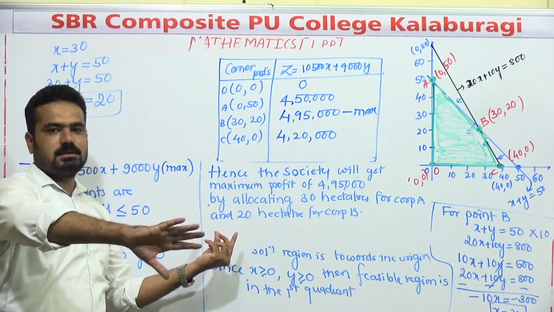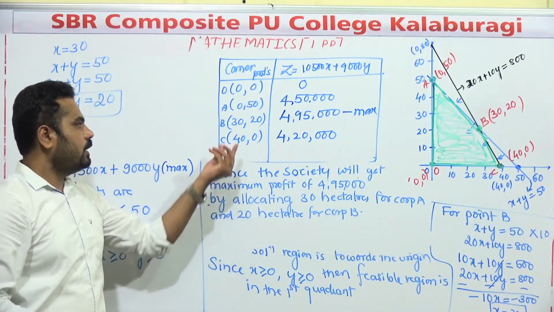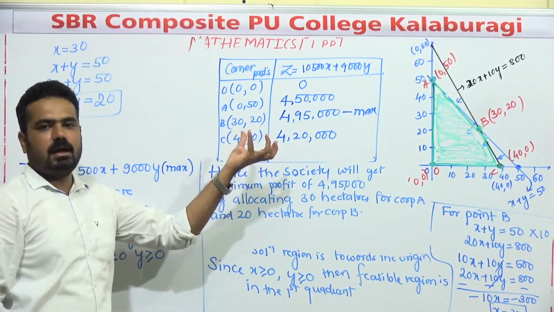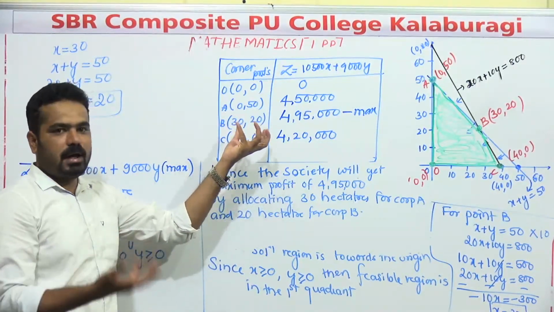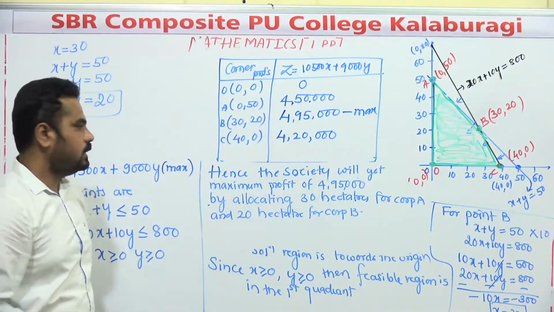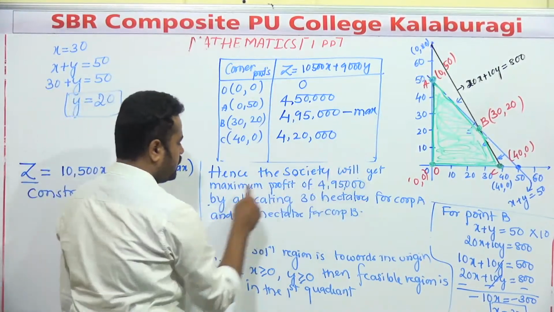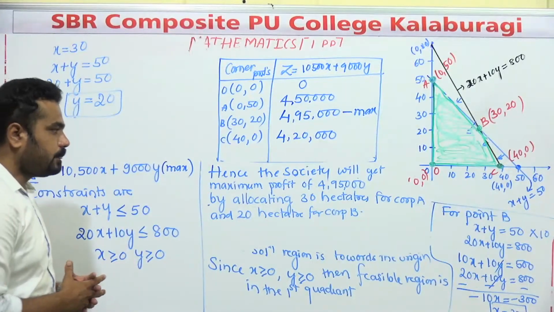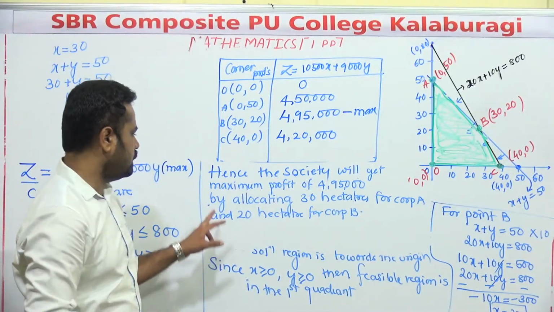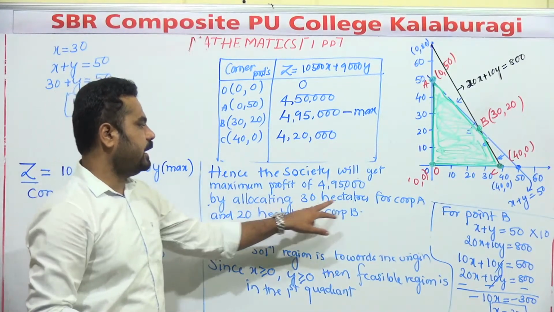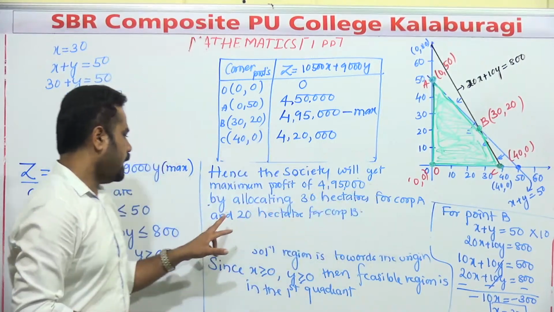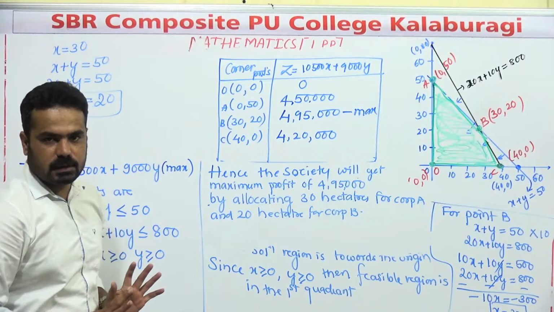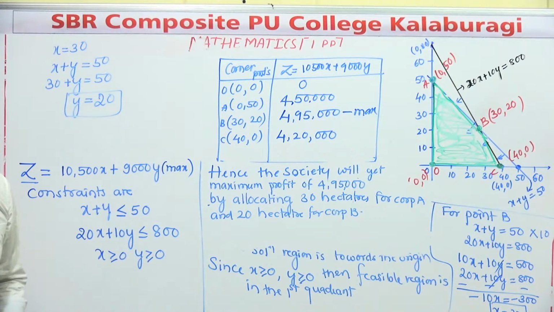X is the X hectare. We are using X hectares for crop A and Y hectares for crop B. Therefore, we are right. Hence, the society will get the maximum profit of 4 lakh 95,000 by allocating 30 hectares for crop A and 20 hectares for crop B. This is clear? Okay. The same thing we did here.